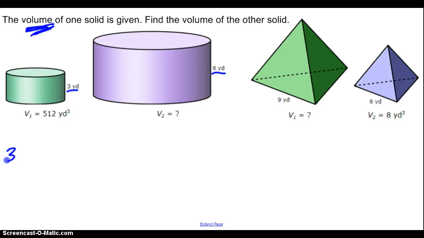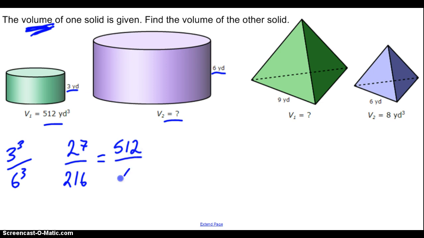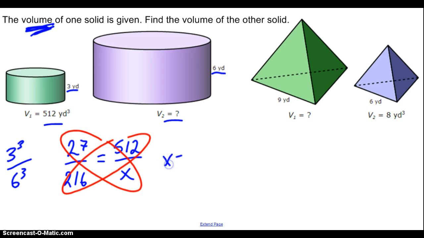So let's see. 3 to the third over 6 to the third. What's that going to be? Well, 3 times 3 times 3 is 27. And 6 times 6 times 6 is 216. Okay? And now I can actually compare the volumes. The first one is 512, and we do not know what the second one is. So to solve this, again, cross multiply. And you should get x equals 4,096. Look how big that is.